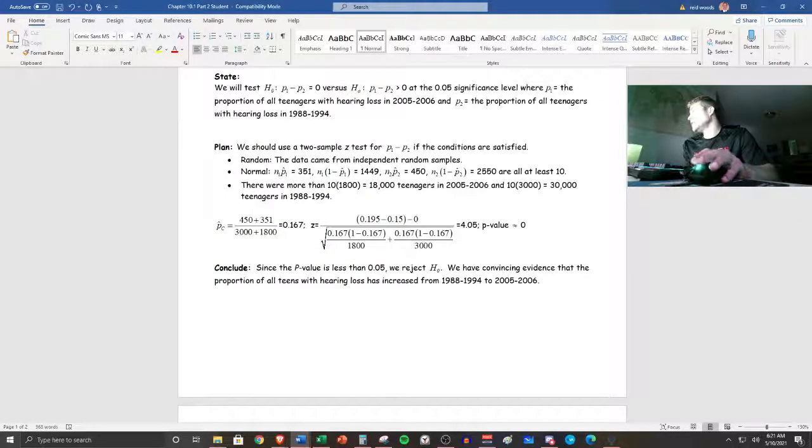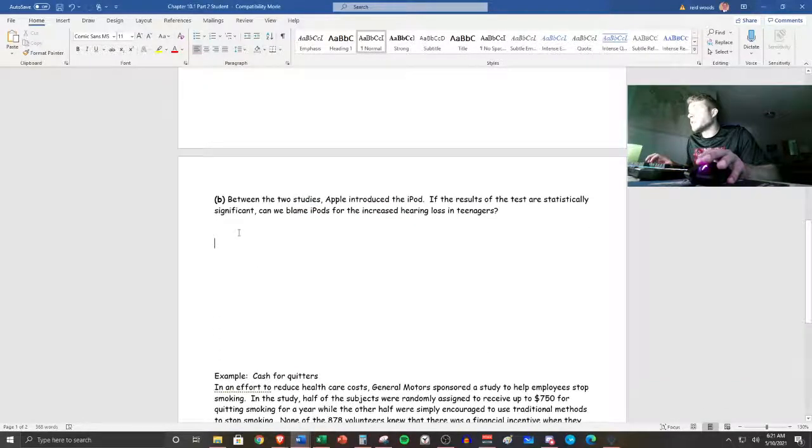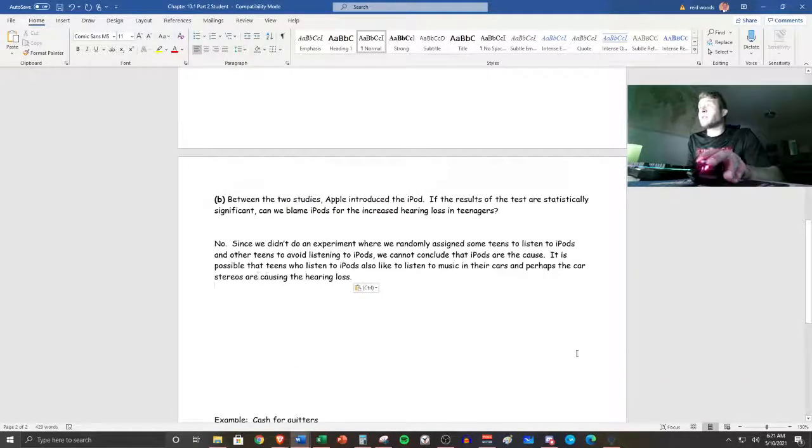Okay, so here is the best explanation for this. Can we blame iPods? No, since we didn't do an experiment where we randomly assigned some teens to listen to iPods and other teens to avoid listening to iPods, we cannot conclude that iPods are the cause. It is possible that teens who listen to iPods also like to listen to music in their cars. Perhaps car stereos are causing hearing loss. And that's what we call confounding, right? So there could be other things causing this. So we want to keep those in mind as we're gearing up for this AP test. Everything is comprehensive. We're having to remember all these details about causation and things like that.